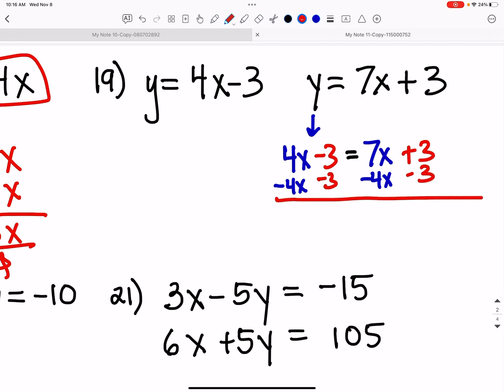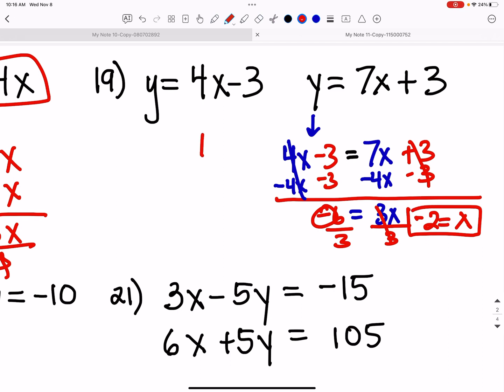It looks like it gets rid of it, but it doesn't. So we have 3x's equals -6. So we top versus bottom the 3. Be careful with the negative. X equals 6 divided by 3 is 2, and nothing killed this negative, so -2. So I have to go up here and say 4 times -2 minus 3. -8 minus 3 is -11 is what y is equal to.